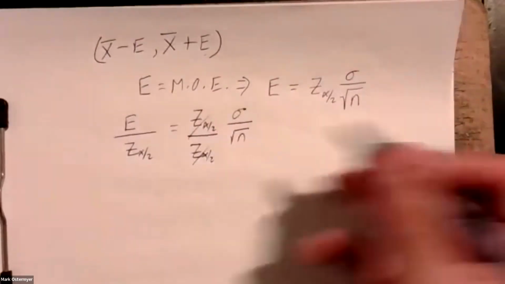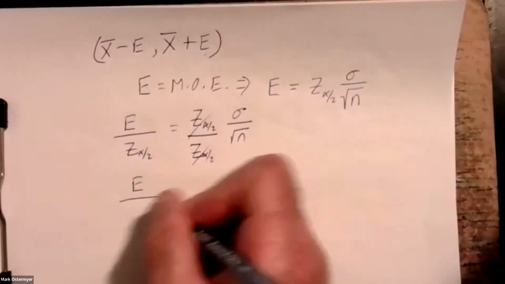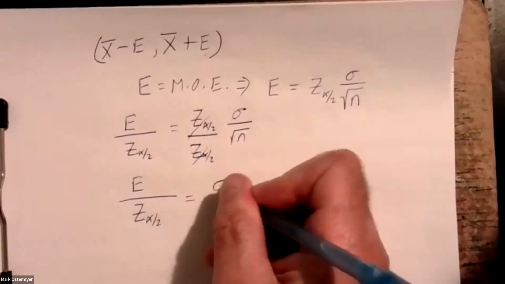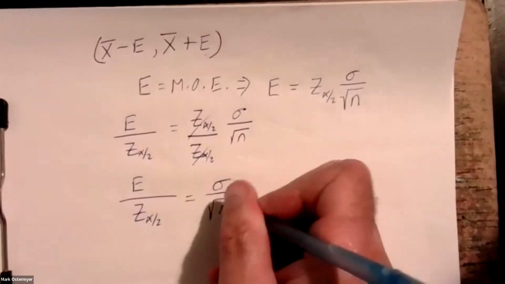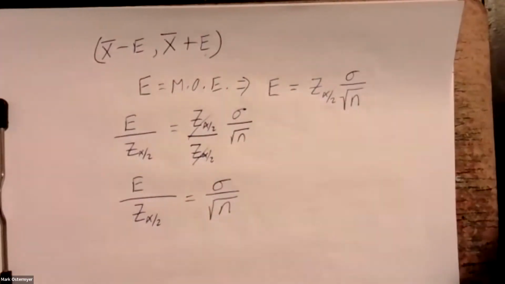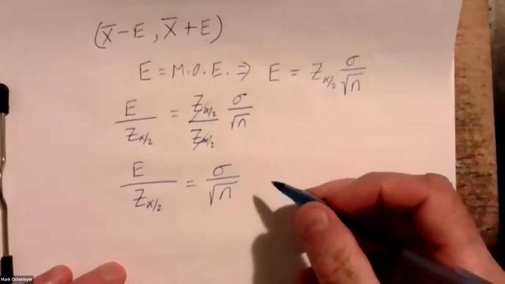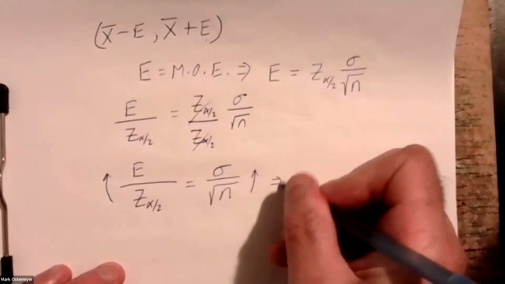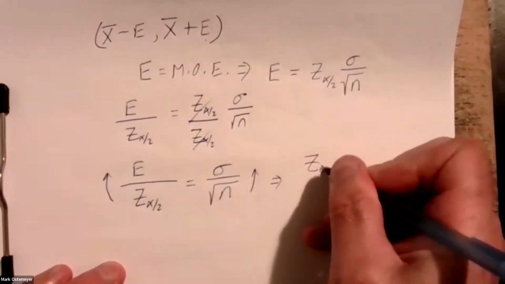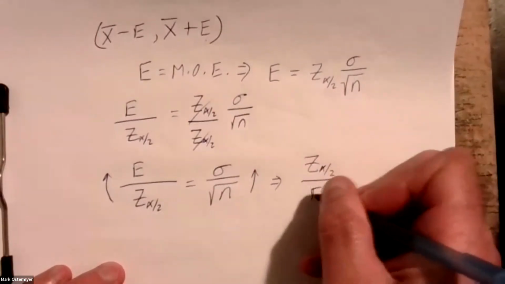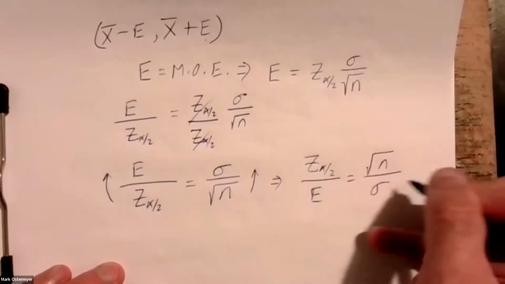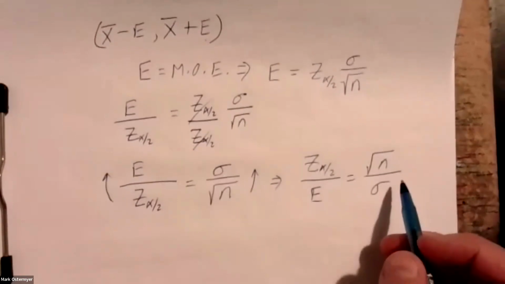So this reduces out to 1. Therefore, it leaves us with E over our critical Z value equal to the standard deviation of the population divided by the square root of the sample size. Remember, we're trying to solve for the sample size. What I could do is reciprocate both sides of this equation and still have an equivalent situation. So I will flip both sides upside down. And now I have my sample size, albeit underneath the square root in the numerator.